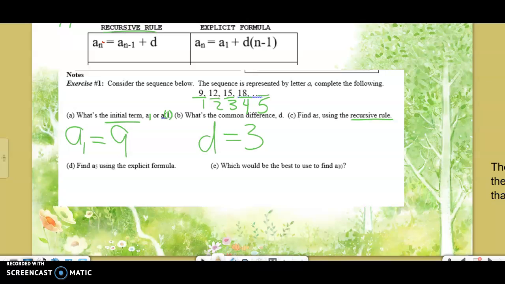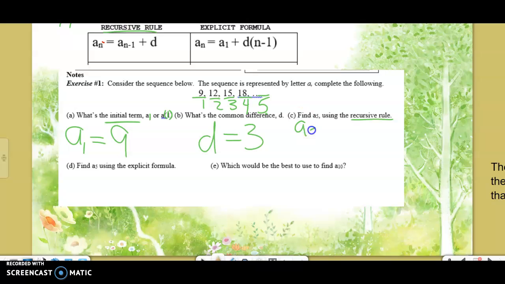You added 3 to 18, and that's because the 18 is in the fourth spot. So Jonah went back 1 spot and added 3 to that number. And that's what you're going to tell a computer.